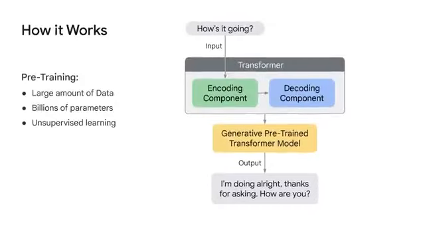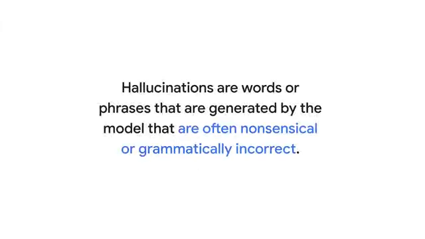Transformers produced the 2018 revolution in natural language processing. At a high level, a transformer model consists of an encoder and decoder. The encoder encodes the input sequence and passes it to the decoder, which learns how to decode the representation for a relevant task. In transformers, hallucinations are words or phrases that are generated by the model that are often nonsensical or grammatically incorrect.